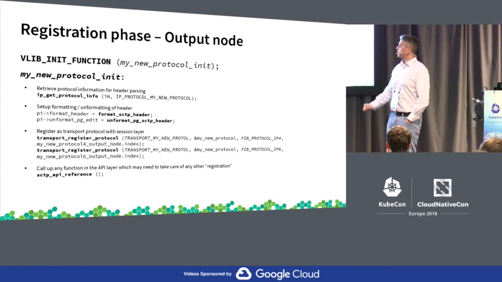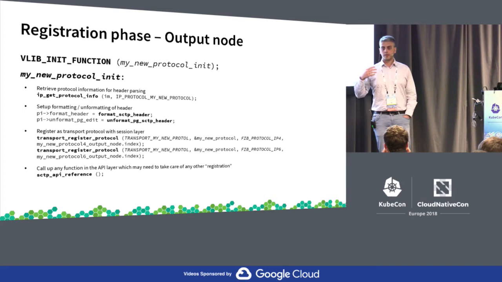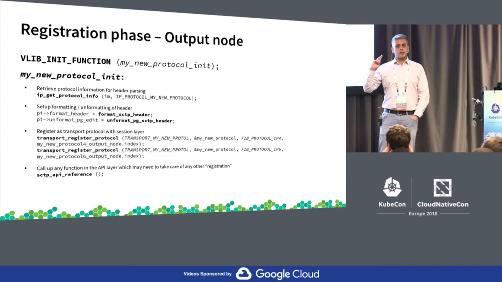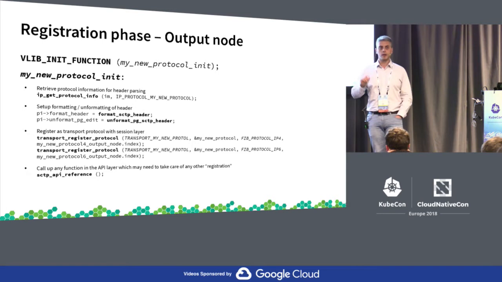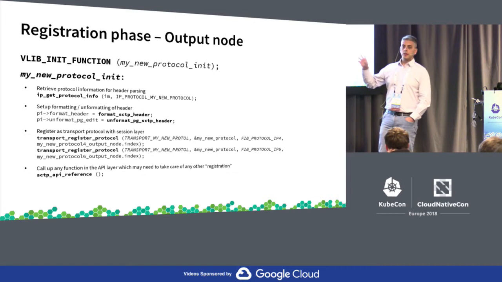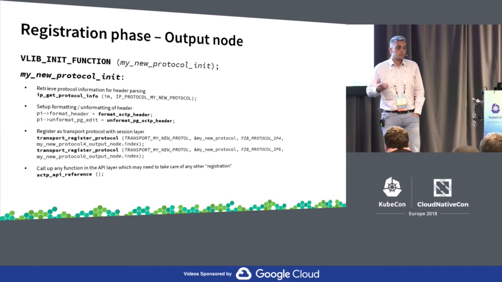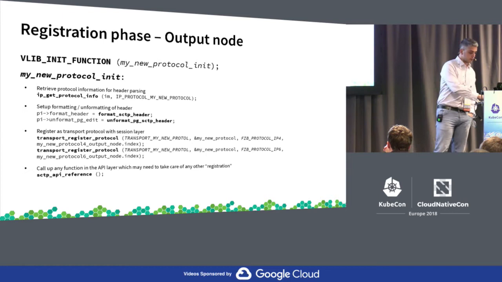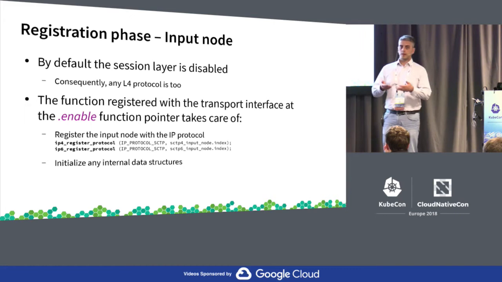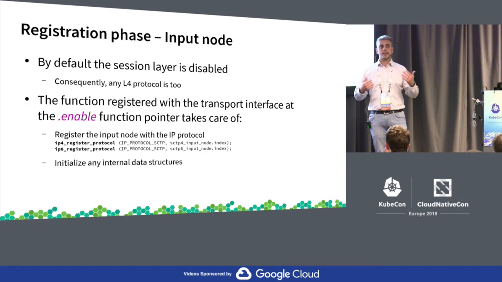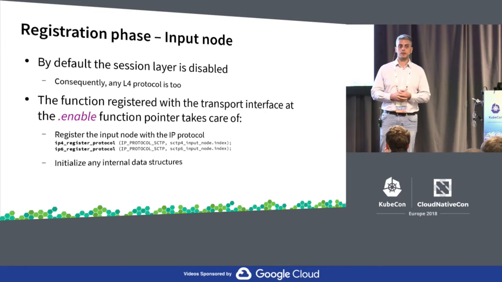Finally, if you're planning to add any API, to expose any functionality to the end user for programming your protocol, and actually for SCTP, I think I've added two APIs to fine-tune some protocol-specific behavior, you can call at this point your API function, which takes care of registering the API, or initializing your API in specific ways that you might see fit. So this is the output node. Obviously, traffic does not just leave our peer, but can also come back, right? If you're sending some data, at least the protocol will need to take care of the acks that the data needs to be acked by your peer.